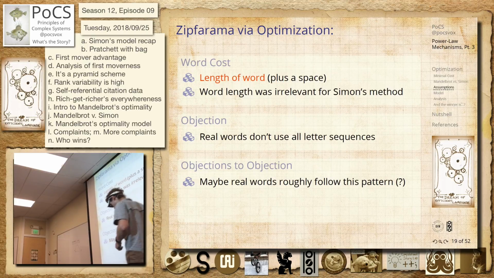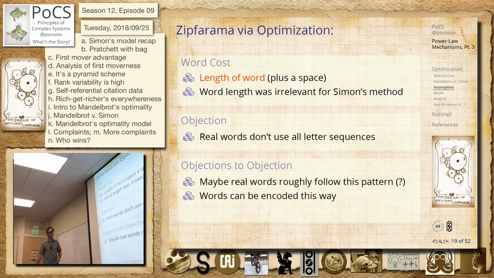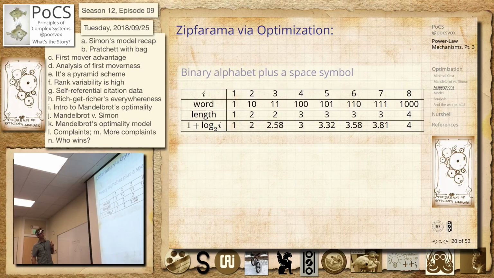So maybe real words basically follow this, right? So that shorter words are more common, yes. And there's some subset, maybe it's just sort of a ratio that we have to put in there. Words can be encoded in this way as well, that's possible, right? So we're not actually talking about the words, we're just talking about their encoding. So, various objections. All right, this is just a gentle introduction, hopefully, to entropy, right?